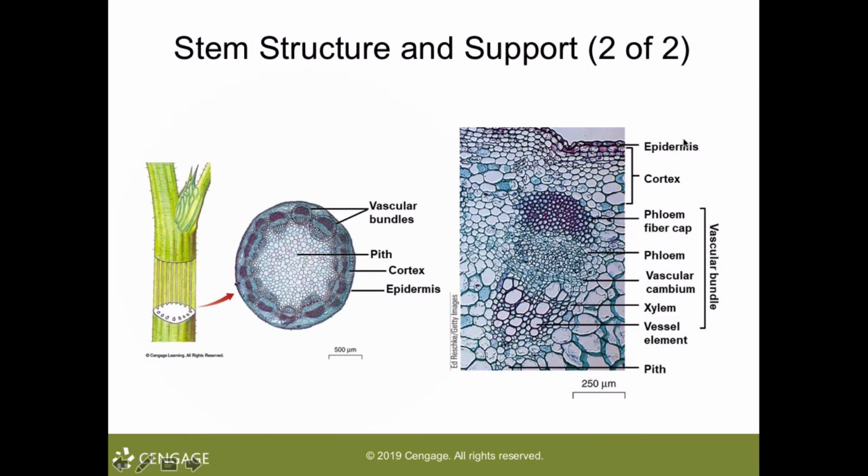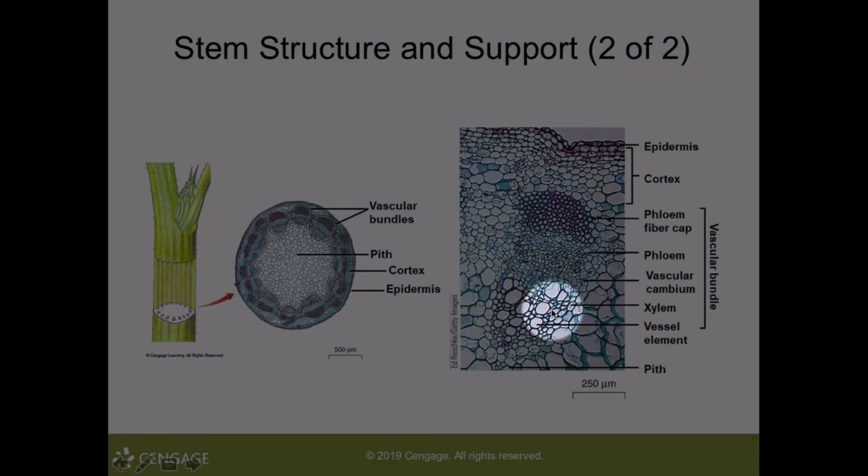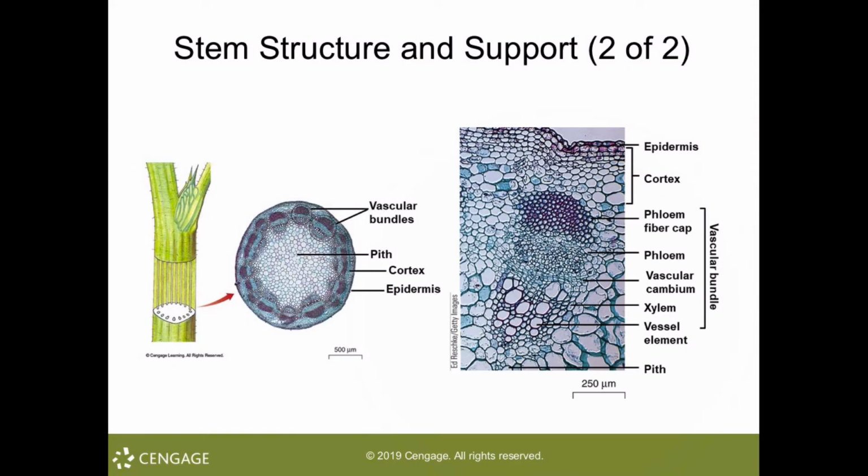I then went to the larger close-up of the vascular bundle. So in each bundle, we have the xylem, which is located toward the stem's interior. So I say again, to the interior of the stem is where the xylem is found. And then toward the exterior of the stem is where the phloem is found. So the phloem is found right there. So that is what's contained within the vascular bundle.